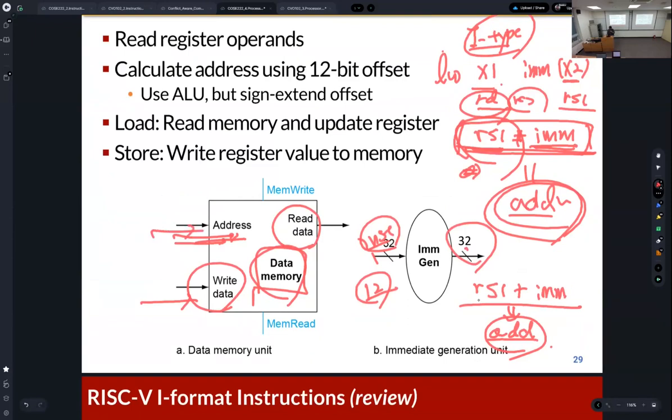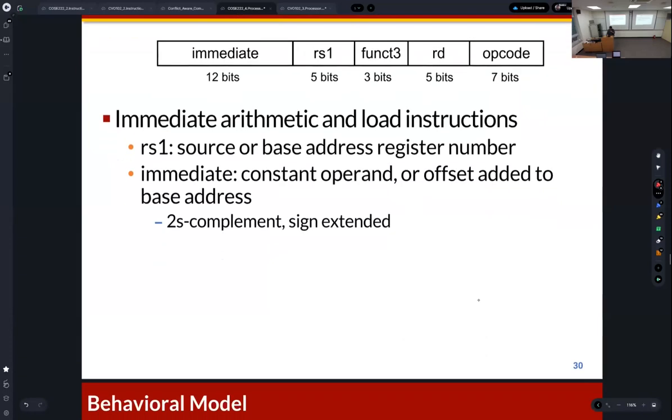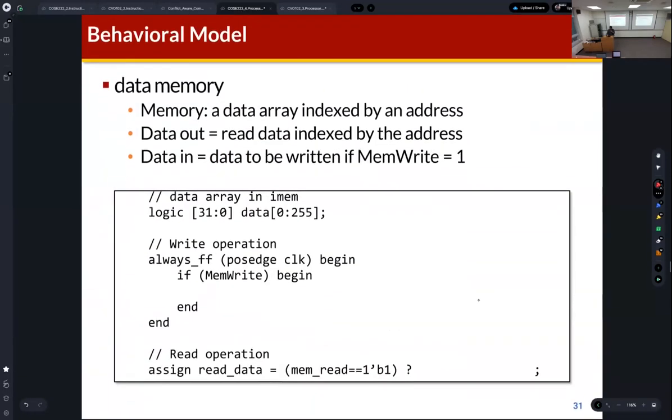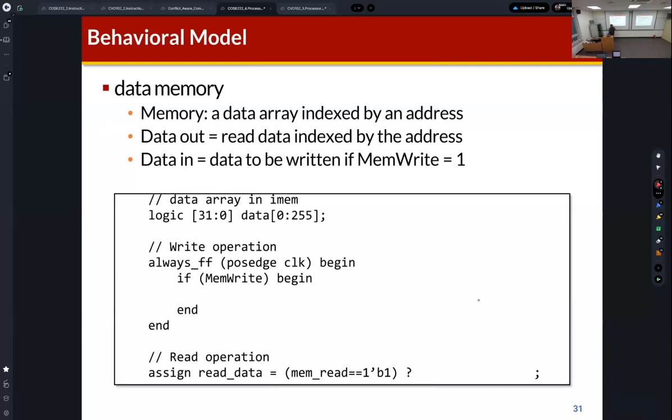Okay, so the address is given, and we can read the data. Or the address is given, and then data is given, and then the memory write control signal is given, and the data is updated to the data memory. But the data memory also has the memory read control signal. Okay, so I already explained the immediate format here, and then let's see the behavior model of data memory. Memory is the same as the instruction memory, so actually this should be D.